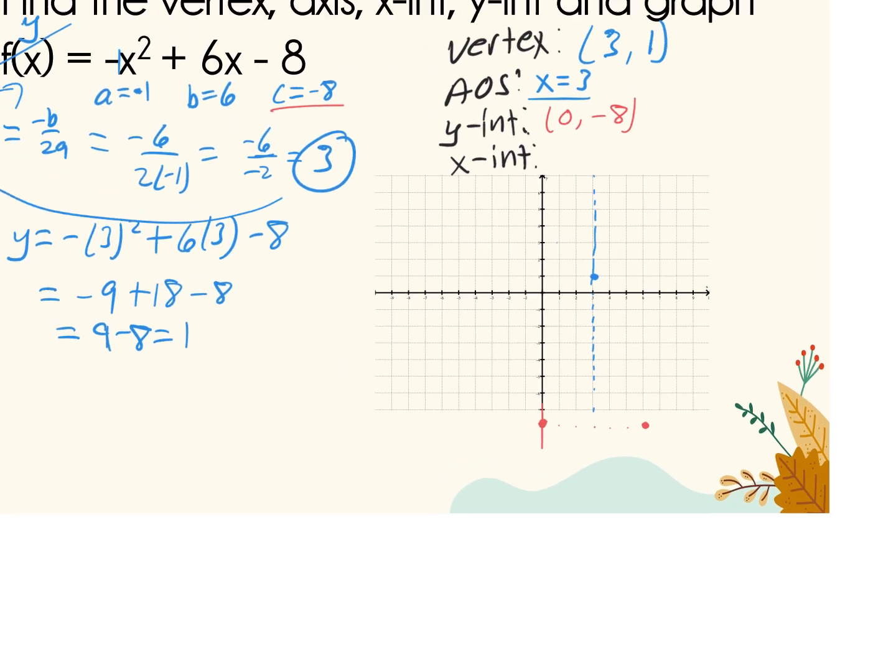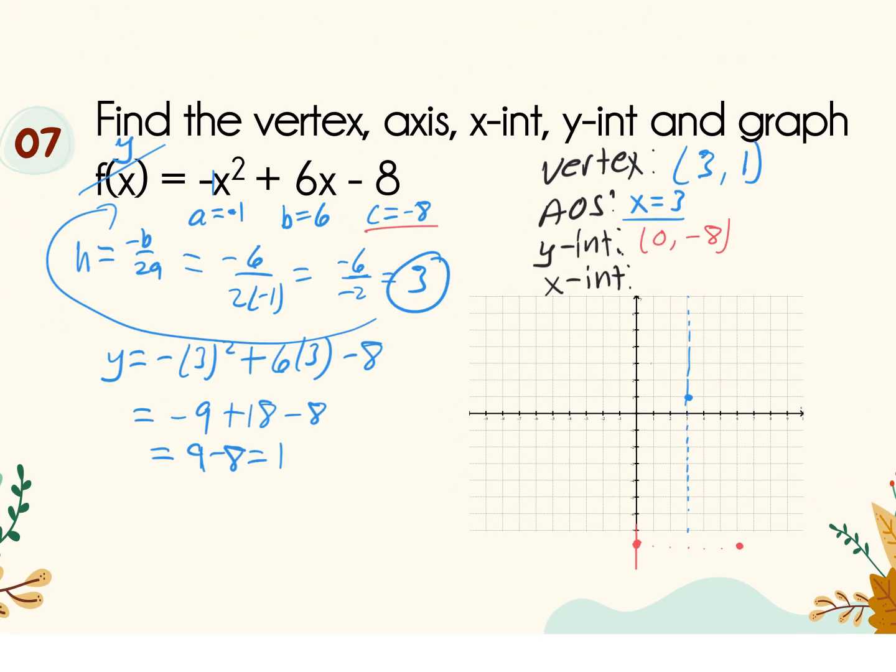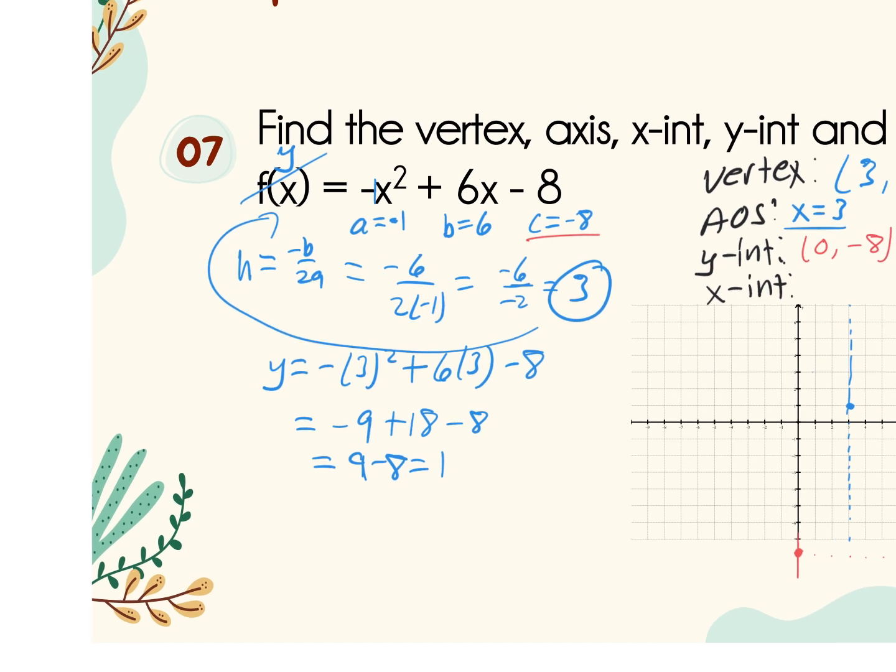Right, now, in any other situation, this would have been fine with me to graph your parabola. Just connect the points, draw your little arrows, and that's that. But in this case, we also want the x-intercepts. And so now to find the x-intercepts, think about it.